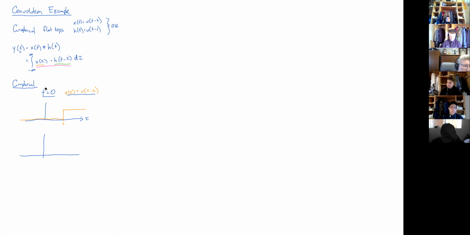Let me again make it really clear where we're evaluating what. This whole column is going to refer to this integral evaluated at t equals 0, and our top graph is our x of tau, which we said is equal to u of tau minus 2. Our second graph is this green one that we're going to be graphing. This is going to be our h of t minus tau. Now, what is h of t minus tau for this particular example? H of t is this.